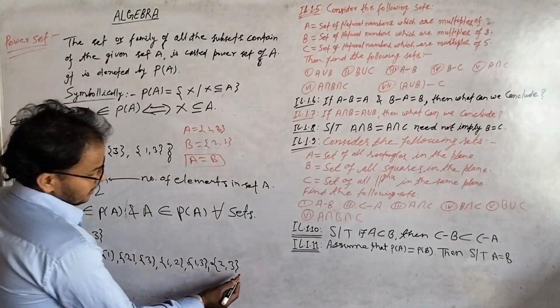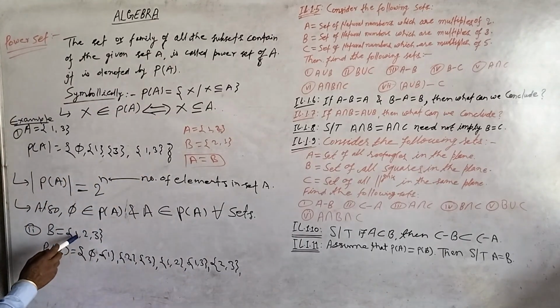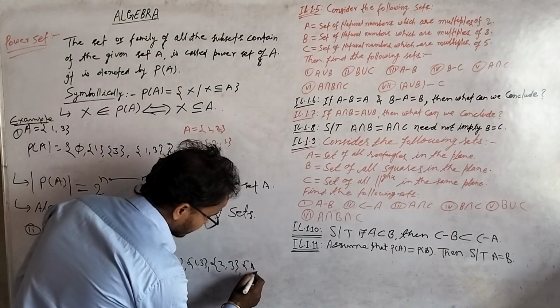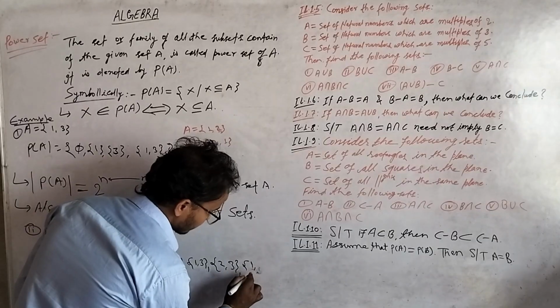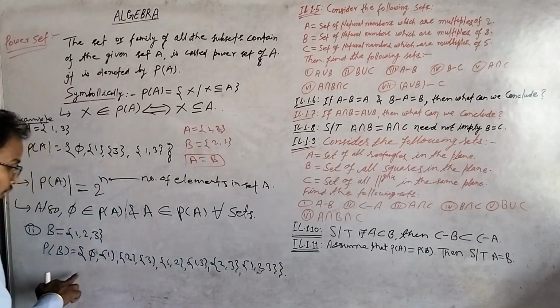Okay, clear? And next, the three-element set {1,2,3}, which is the set B itself. Okay, this is the final power set.